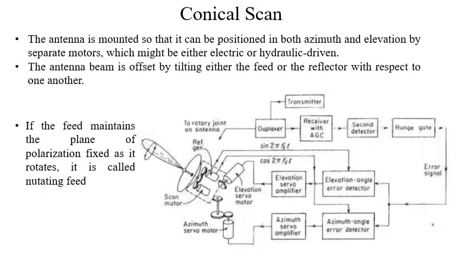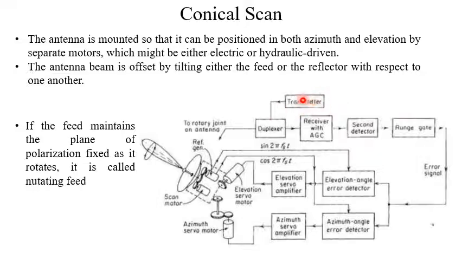So this is the block diagram of such conical scan radar. The antenna is mounted so that it can be positioned in both azimuth and elevation by separate motors, which might be either electric or hydraulic driven. The antenna beam is offset by tilting either the feed or the reflector with respect to one another. If the feed maintains the plane of polarization fixed as it rotates, it is called the nutating feed, otherwise it is called the rotating feed.